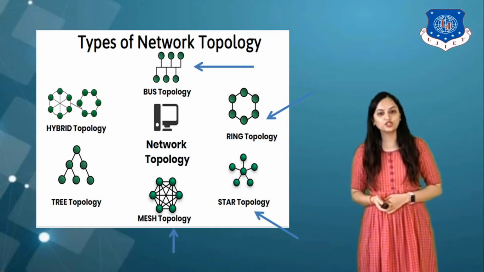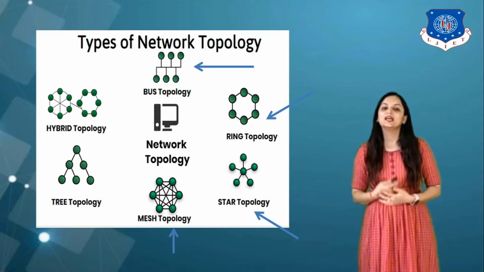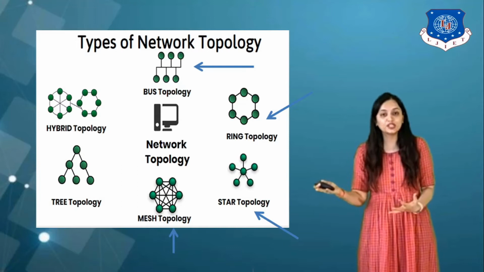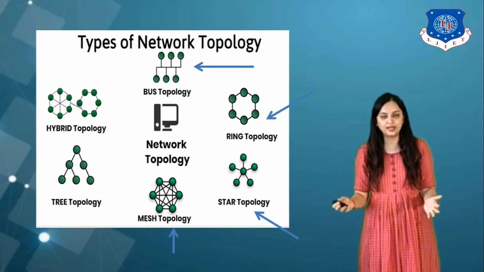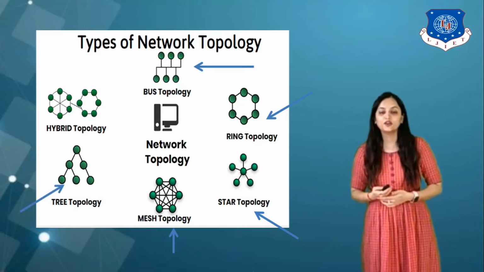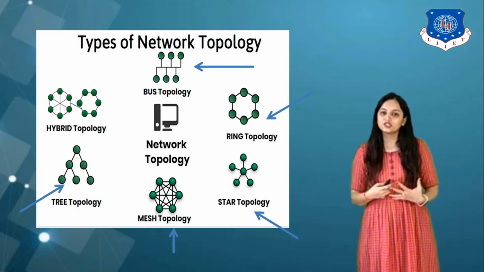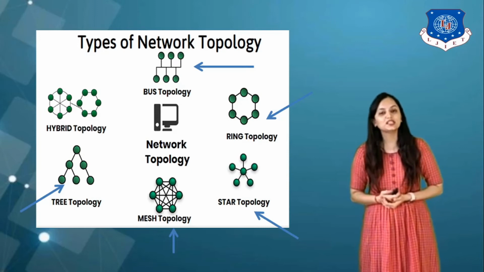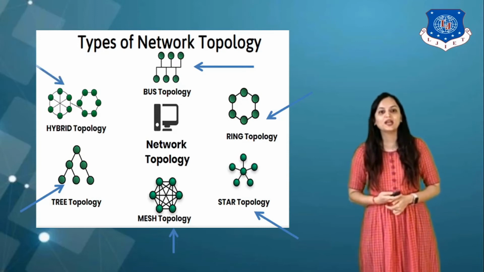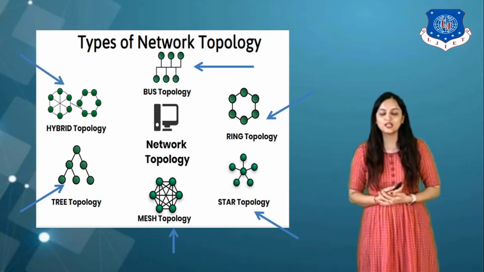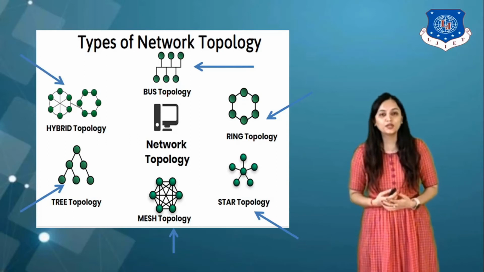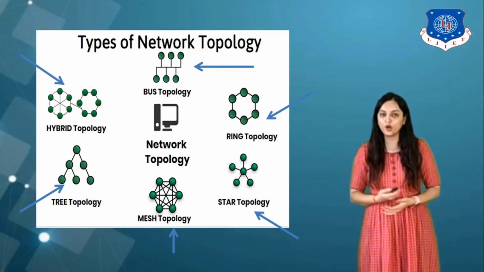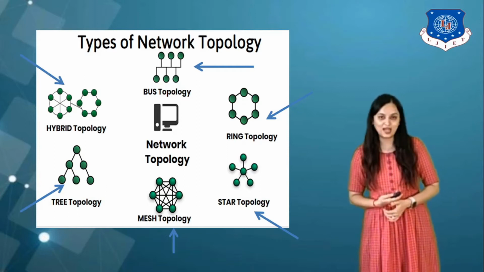The next topology is the mesh topology. In mesh topology, all the devices are connected to each of the nodes or devices in that particular network. The next is tree topology. It forms the shape of a tree, which means it will have branches and sub-branches. That's why it is called the tree topology. And the next one is hybrid topology. As the name suggests, it is a combination of two or more different topologies. That's why it is called the hybrid topology.